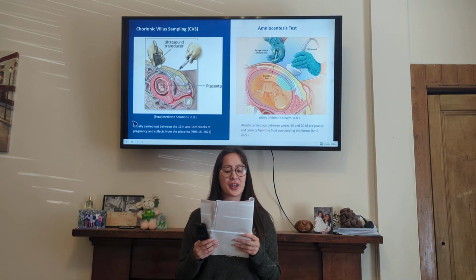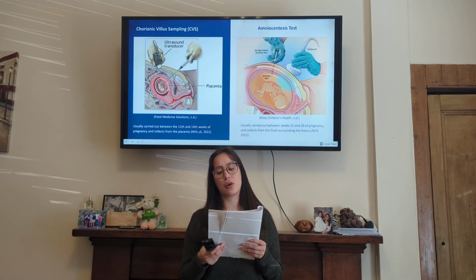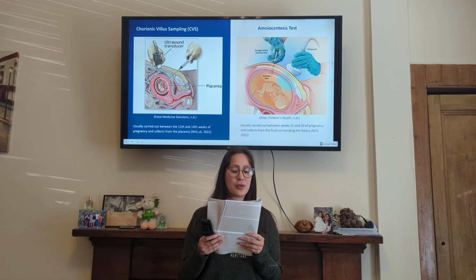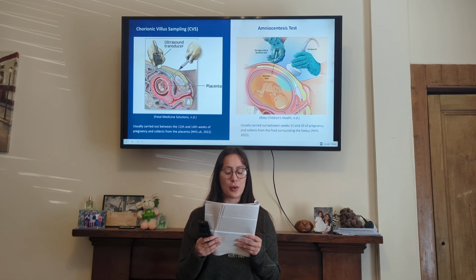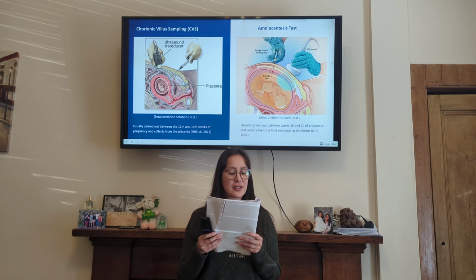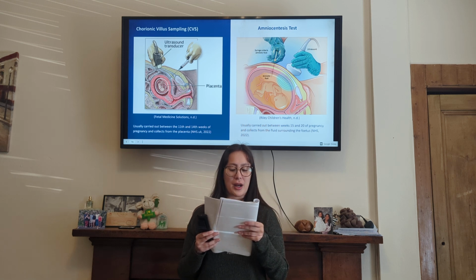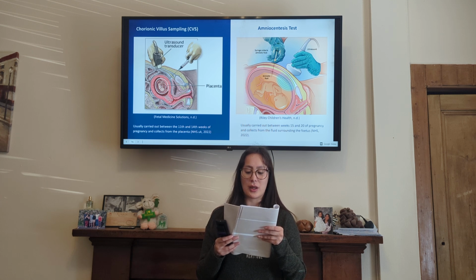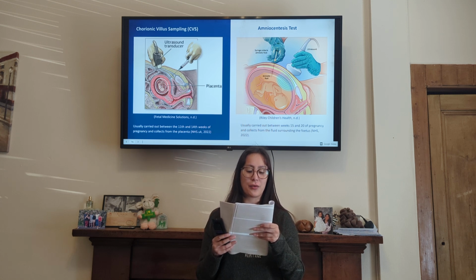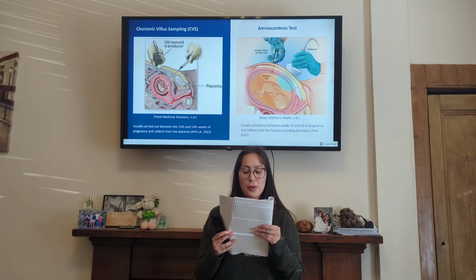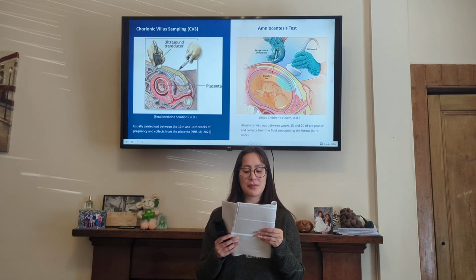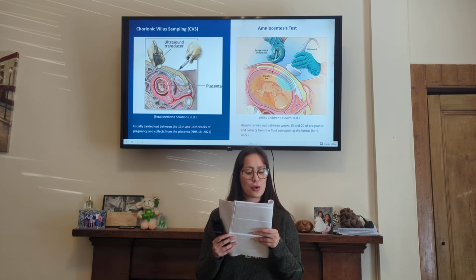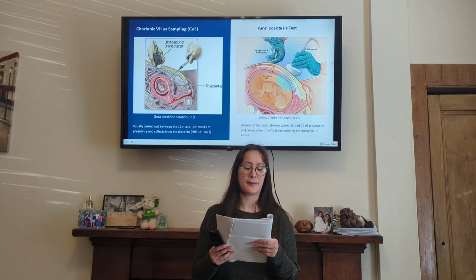A more definitive answer can be achieved from a chorionic villus sampling, also called a CVS test, and an amniocentesis test, which are optional. They both involve a very fine needle being inserted through the abdomen. CVS is usually carried out between the 11th and 14th week of pregnancy and collects from the placenta, and an amniocentesis test is usually carried out between weeks 15 and 20 of pregnancy and collects from the fluid surrounding the fetus. Both of these tests should be carefully considered, as they carry a small risk of miscarriage. If the results conclude a chromosomal condition, the mother is given the options of continuing or terminating the pregnancy.